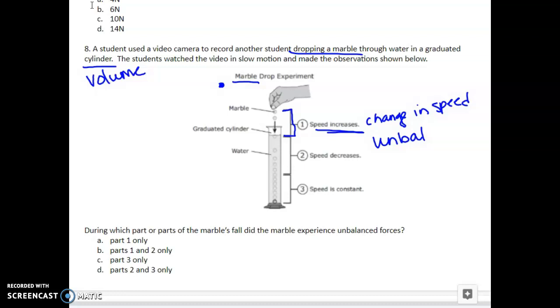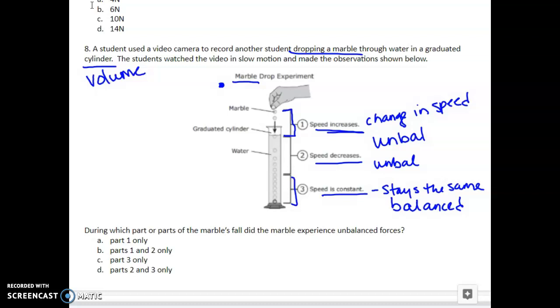Now, it hits the water here and the speed decreases. So again, it's a change in speed. That is an unbalanced force. And then here at the very bottom, that speed remains constant, which means that it stays the same until it reaches the bottom, I'm sure, which would be, if it's constant, it would be balanced.